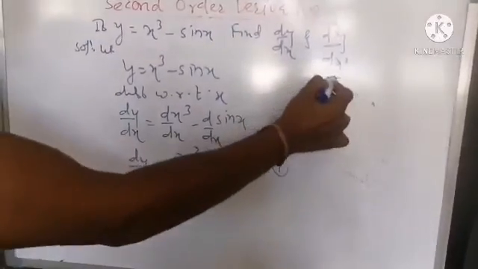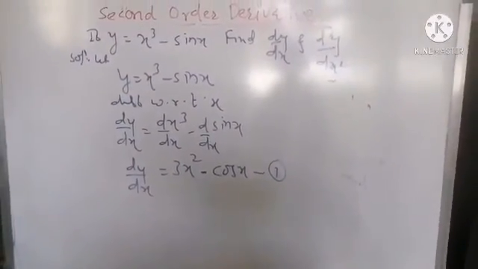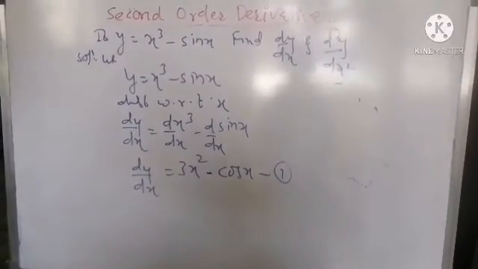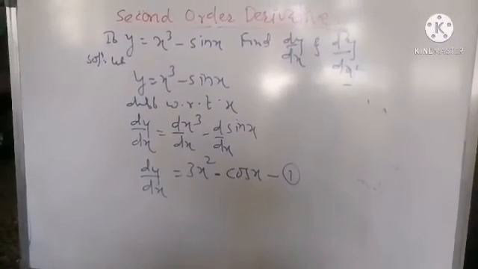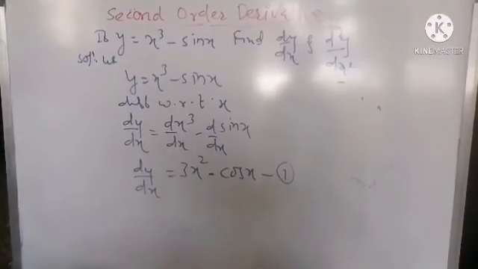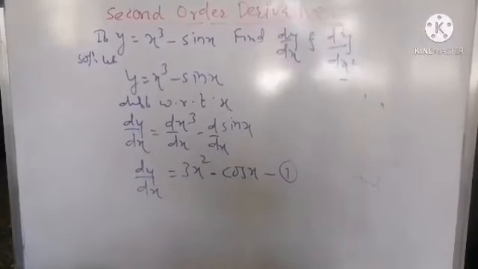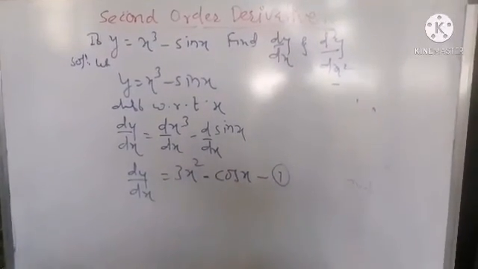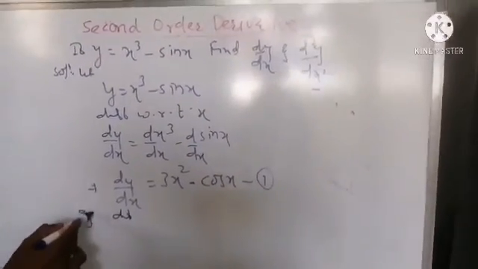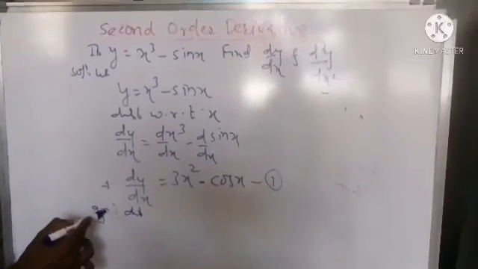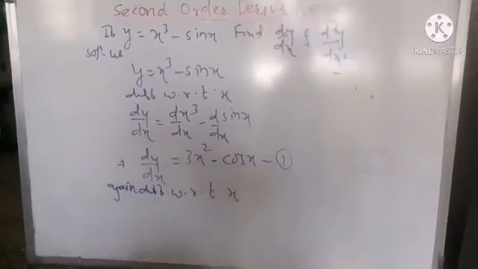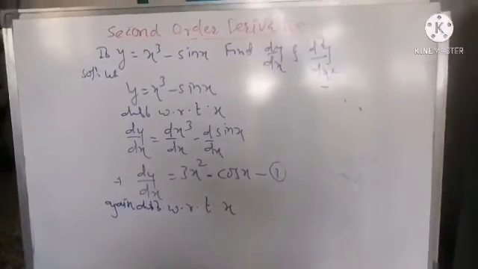But here we have to find d square y by dx square. Remember, d square y by dx square is a second order derivative which we can get by differentiating first order derivative of y with respect to x. That means dy by dx. We can't get direct second order derivative. For that, we have to take first order derivative of y with respect to x. That means dy by dx, and this dy by dx again differentiated with respect to x. It means we have to operate d by dx.